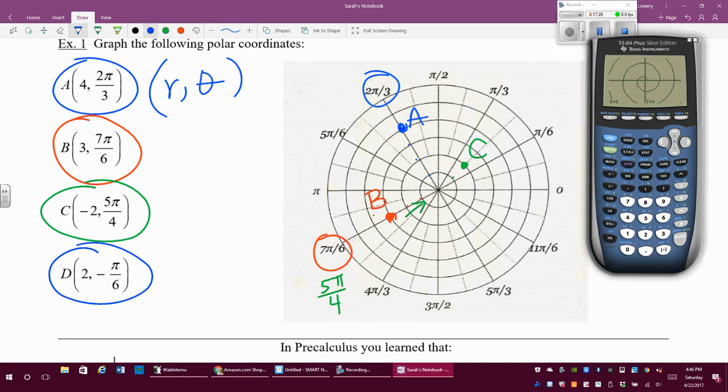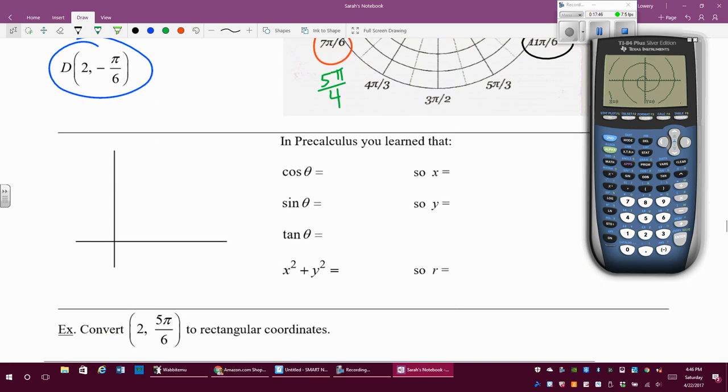And then for point D, let's do that one in black. I'm going to go to negative pi 6. Remember, negative is in this direction, so that's the same thing right there. And we're going to go out to a radius of 1, 2, and here is point D, okay?